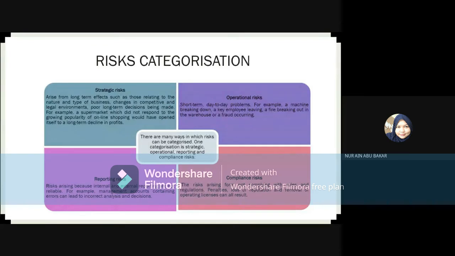Then the second one is operational risk. This is a short term, day to day problem. So sometimes you went to the factory but the machine cannot be used, or you went to the factory, your supervisor is positive for COVID-19, you have to close the section. So operational risk normally focuses more on the day to day problem or activity. But the bad thing about operational risk, if you did not mitigate or tackle it properly, then it will become strategic risk.